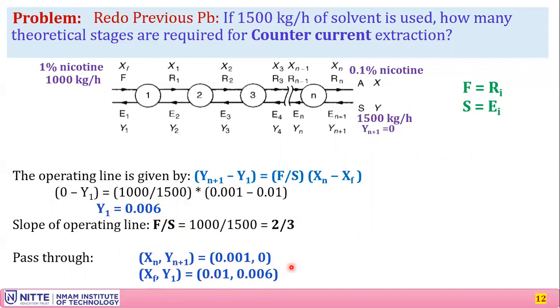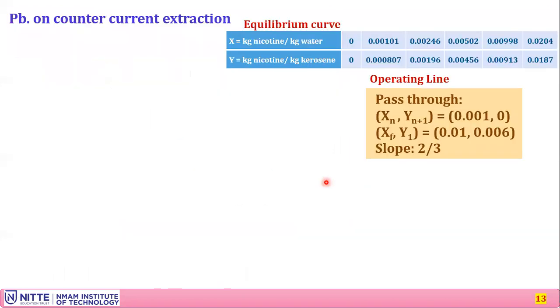It's easy to draw. You just have to take 2 values into this equation and you can find out 2 points. That is, you take x equal to 0.001 and 0.01 one at a time. So you get 0 and 0.006. 2 points you get. Join the 2 points, you get a straight line. So this straight line is going to be the operating line.